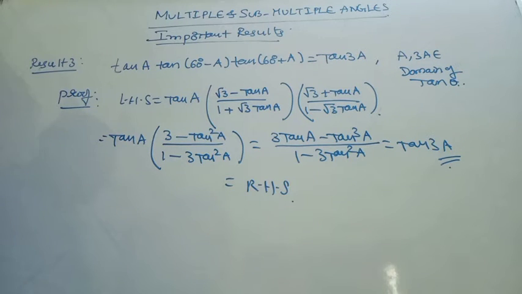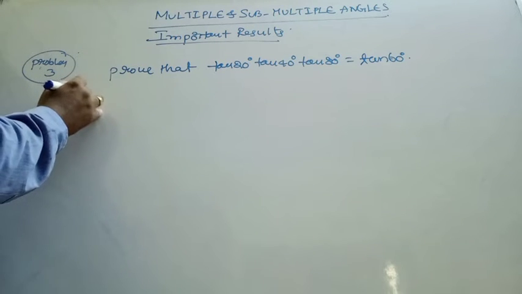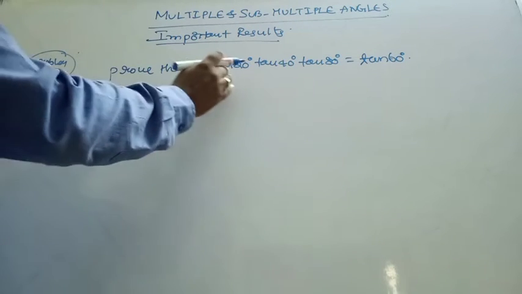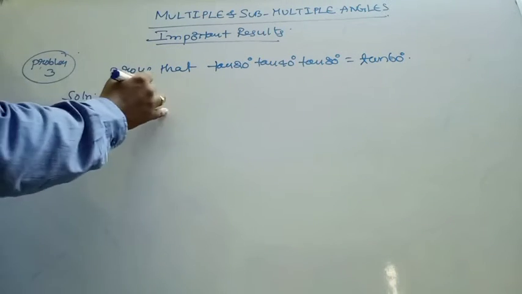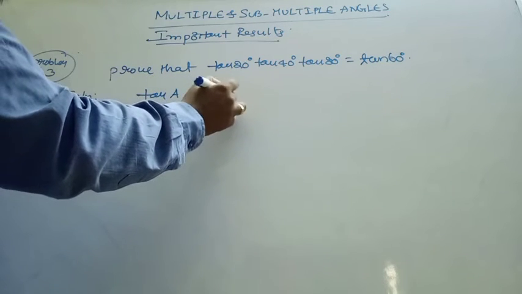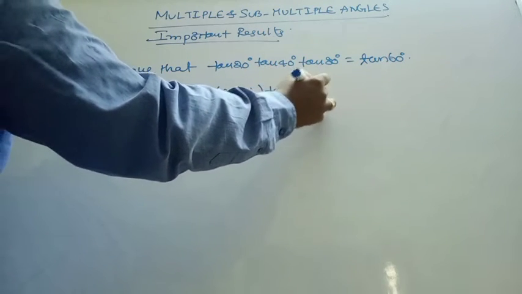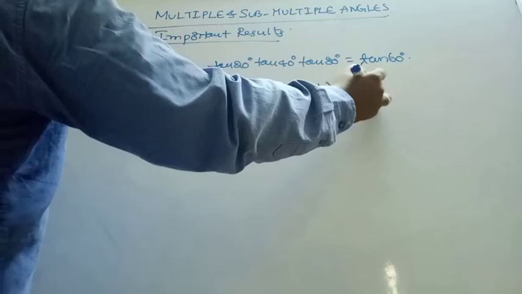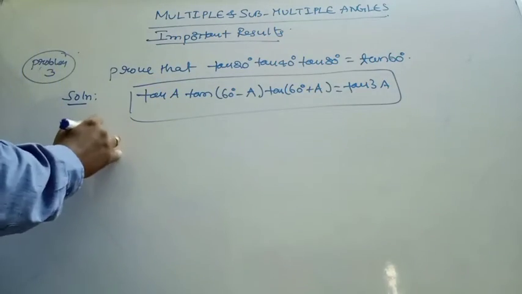Okay, my dear students. Now we will do one problem based on this result. Prove that tan 20 degrees, tan 40 degrees, tan 80 degrees equals tan 60 degrees. We just proved that tan A into tan(60 degrees minus A) into tan(60 degrees plus A) is equal to tan 3A. Now use this result here.